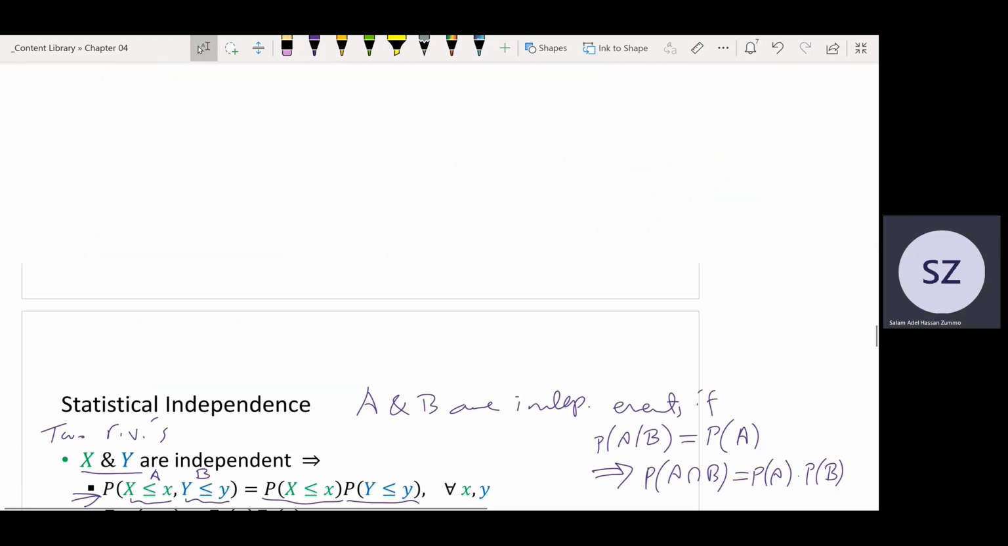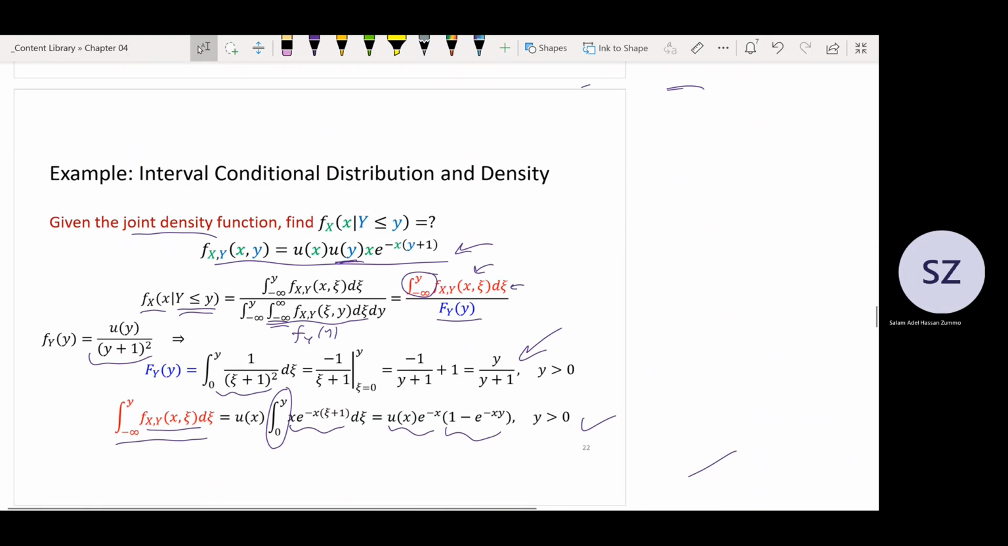If you go back to the last example here, how was the PDF? x starts at 0, y starts at 0. However, x e to the minus x(y plus 1). Can this be decomposed in terms of two functions, one with respect to x and another with respect to y? No. Why? Because x and y are entangled in each other. You cannot decompose. And because of that, we will show in a minute that these two random variables, x and y, are not independent. Simply the joint PDF, that's the point. You cannot decompose.